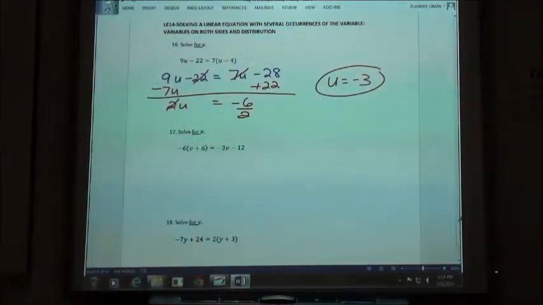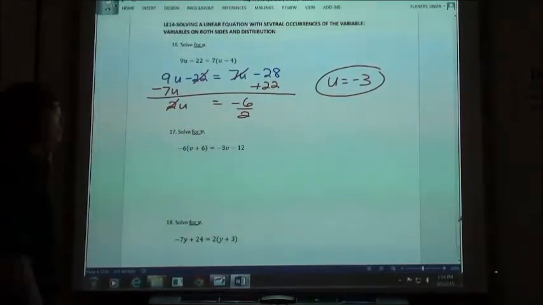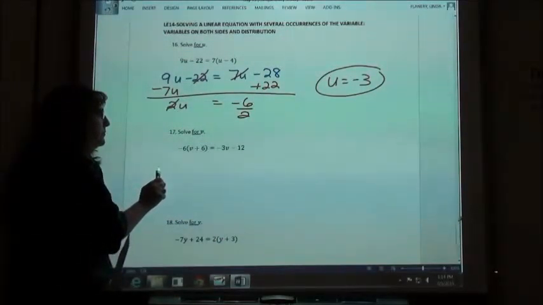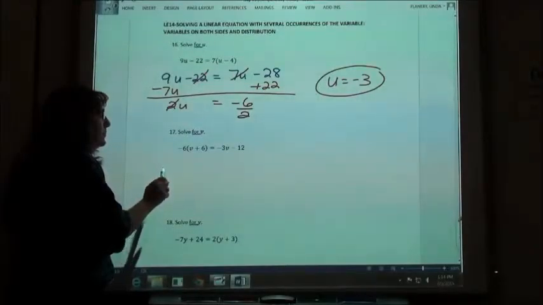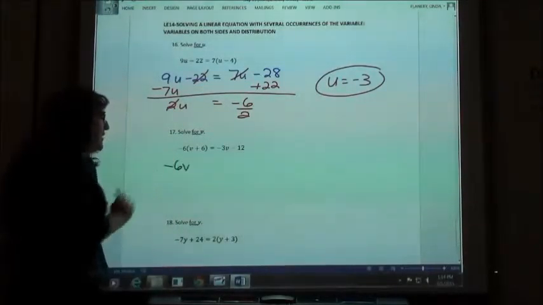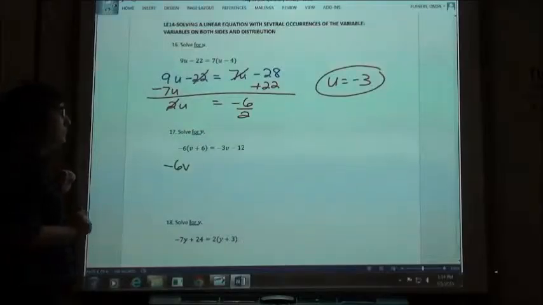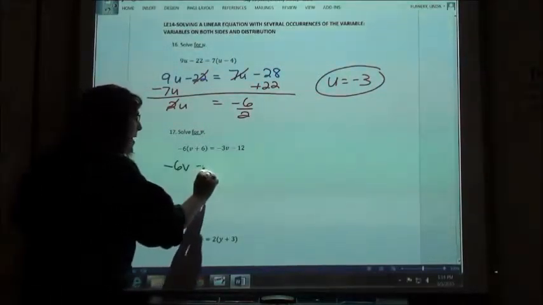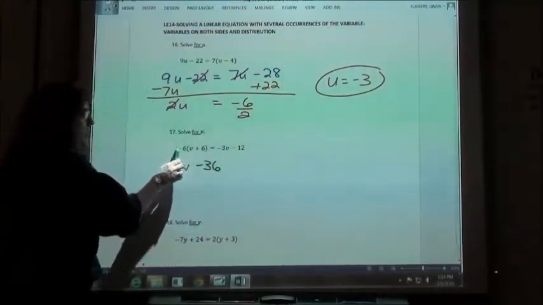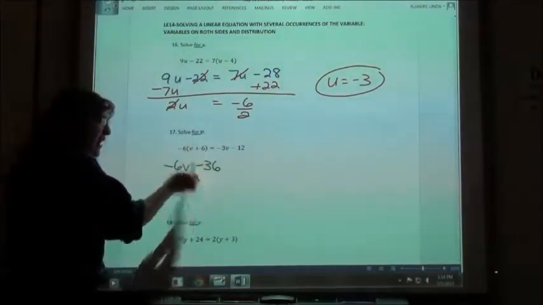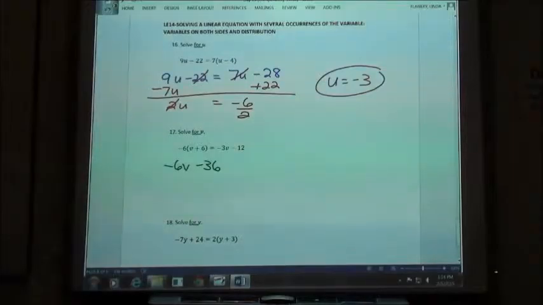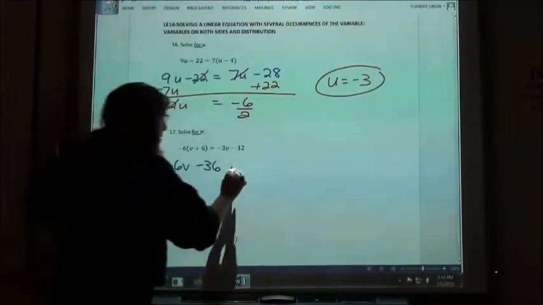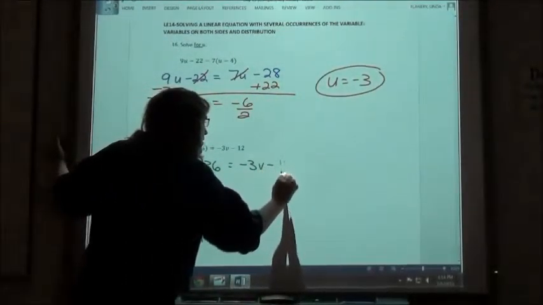So number 17, first thing, got to get rid of those parentheses. So on the left-hand side, I'm going to have what? Negative 6v. 36. Minus 36. Or negative times a positive is a negative. So negative 6v minus 36 equals negative 3v minus 12.